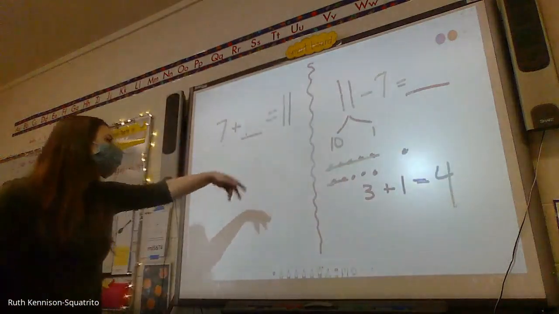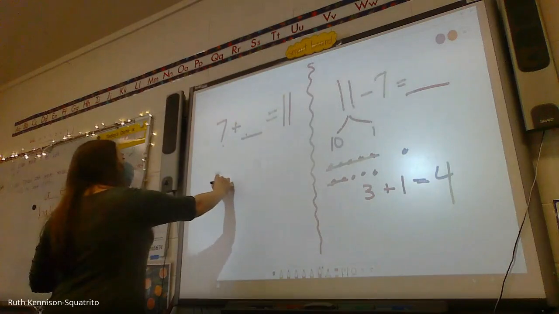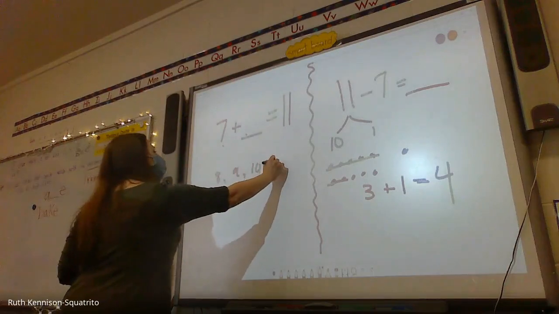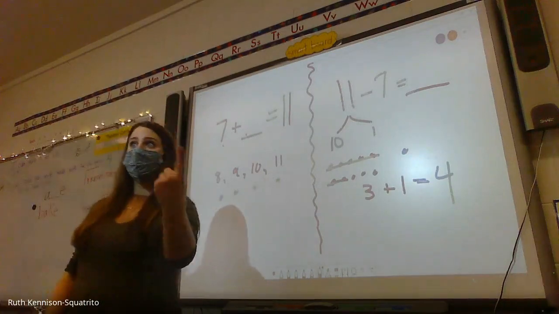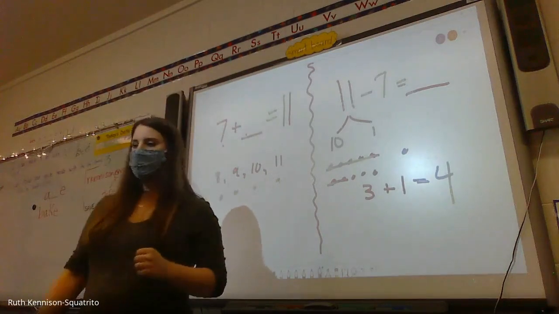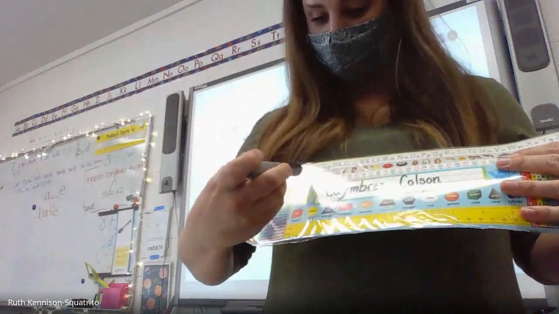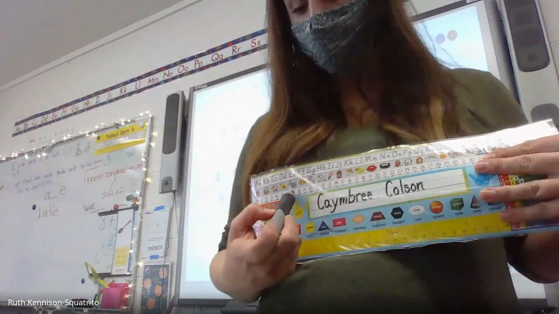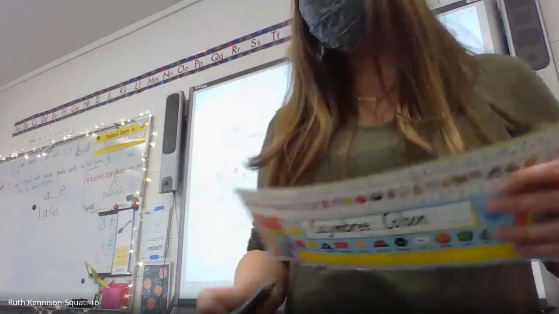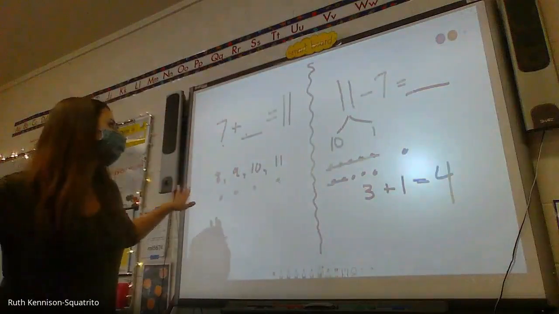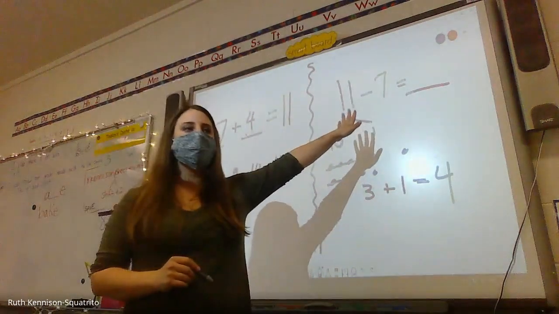Pretty easy peasy. 7 plus what equals 11? You're counting up. You go 7, 8, 9, 10, 11. 1, 2, 3, 4. Right? That's where I go 7, 8, 9, 10, 11. 4. That's where we're hopping on our number line. And we say 7 plus what equals 11? We start at 7. How many hops does it take me to get to 11? 1, 2, 3, 4. Right? So many ways to do that to get us that same answer. 4. Okay?